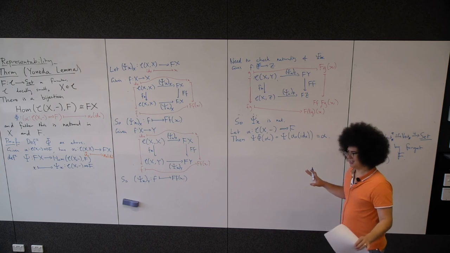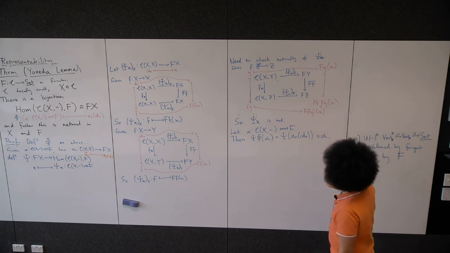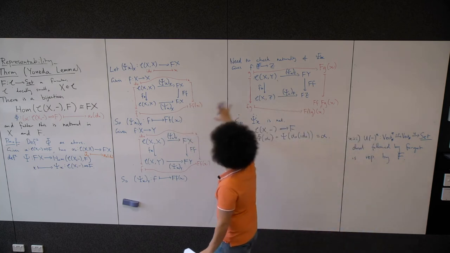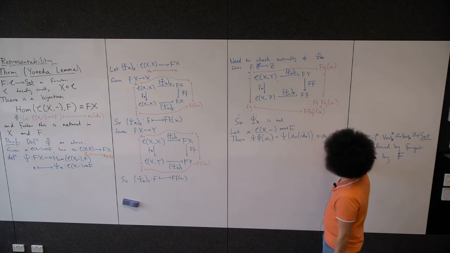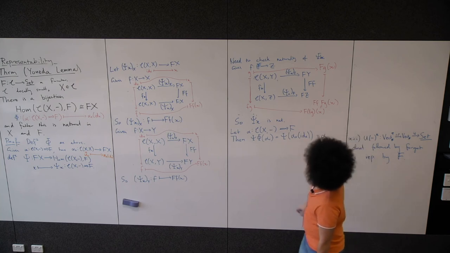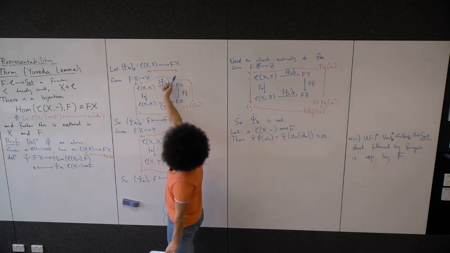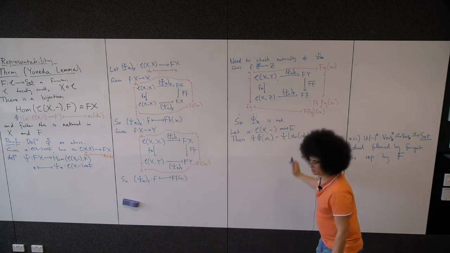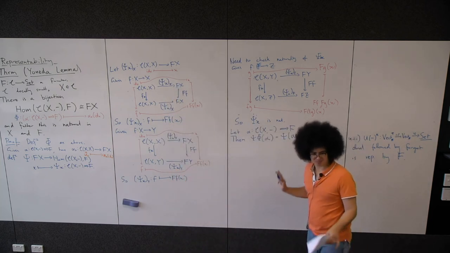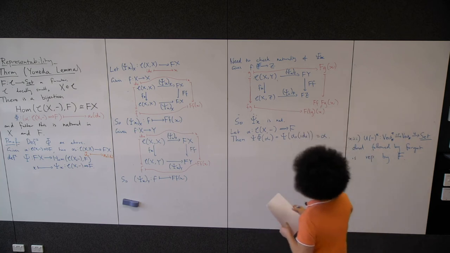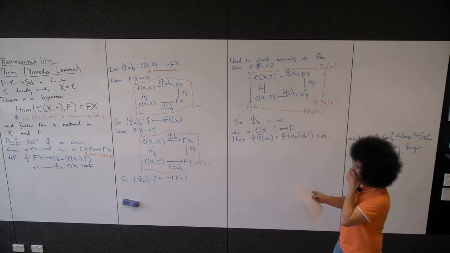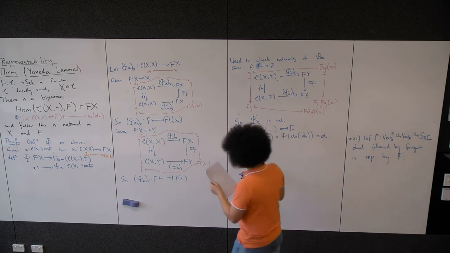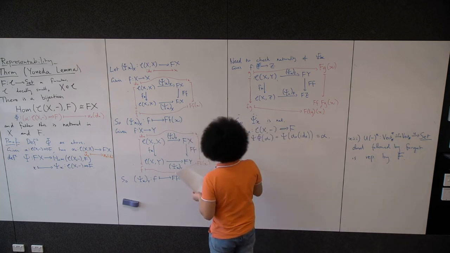I'm going to leave that to you to verify that you're happy with it. Precisely the work that we did here tells us that this thing has to be this, because this sends the identity to the same element as this sends the identity to. And there's only one such natural transformation. All right.